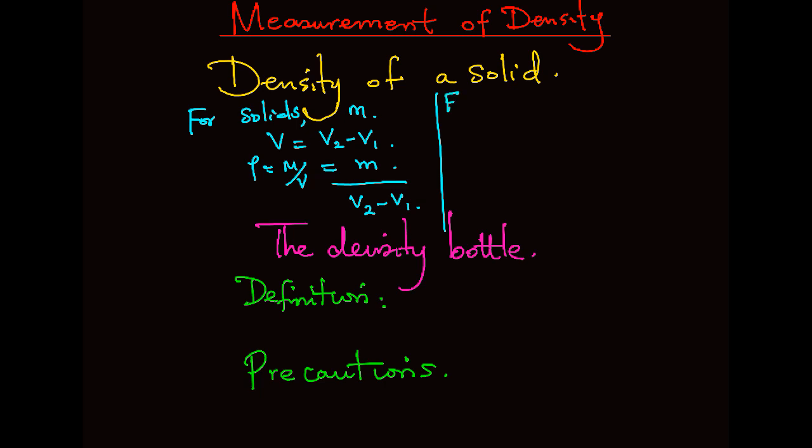For liquids, we obtain the density by following a procedure. We get the mass m1 from a top pan balance, then measure a known volume V by using either a measuring cylinder or a burette or a pipette. Then transfer the liquid into the beaker. Measure the total mass m2.